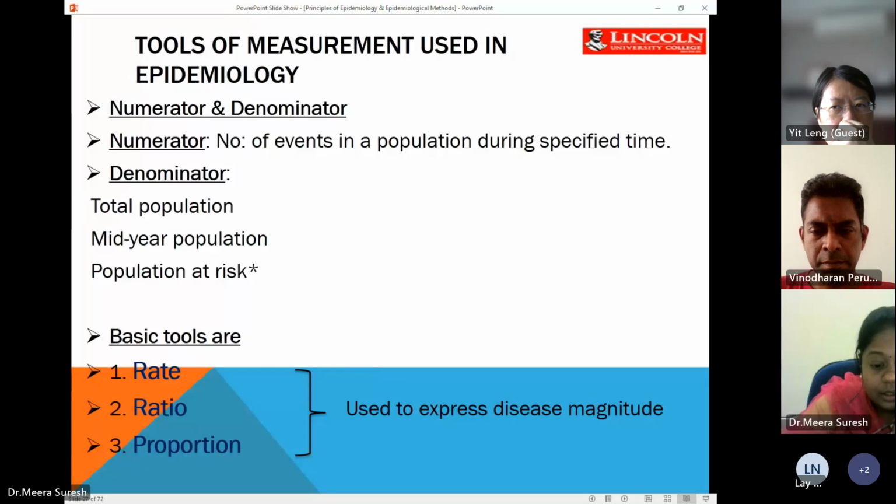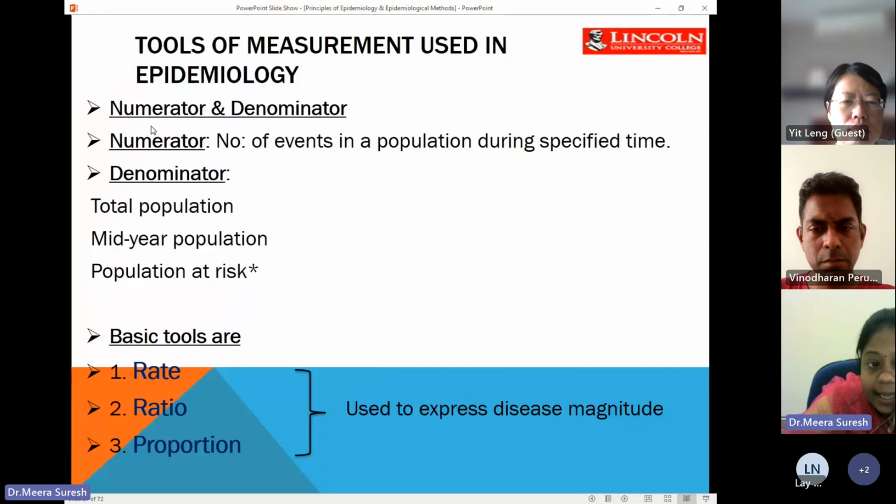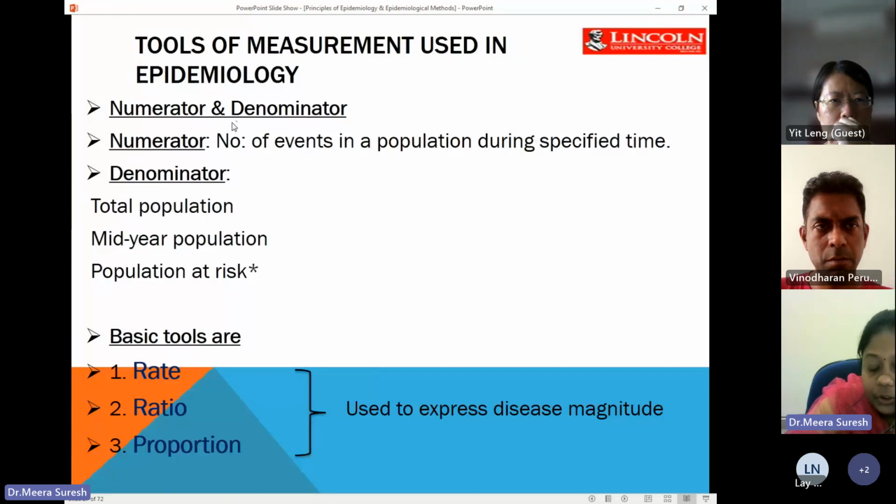We have to make the calculations, or the values will be available online, whatever it is, depending upon what we are going to search. So it will usually have a numerator, a denominator, and a multiplier.